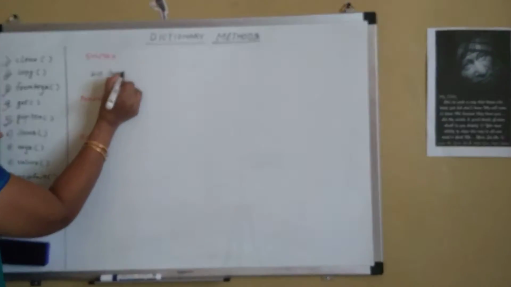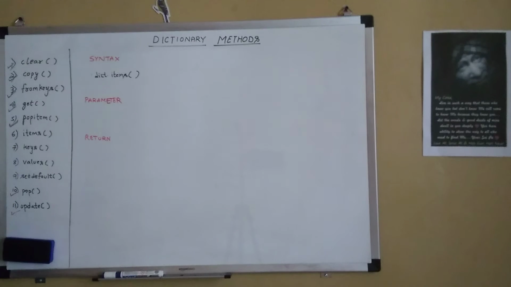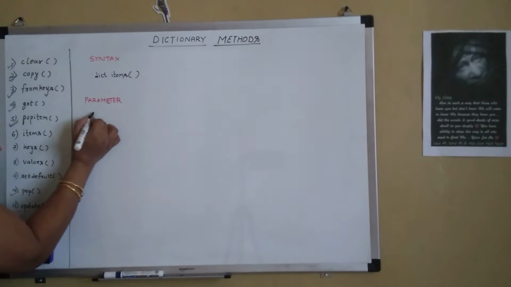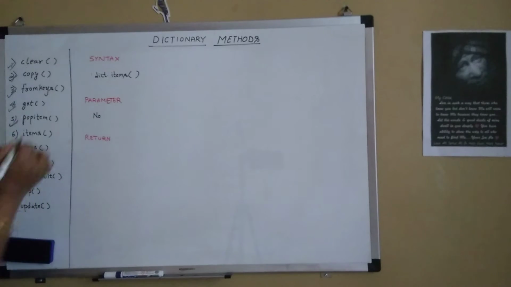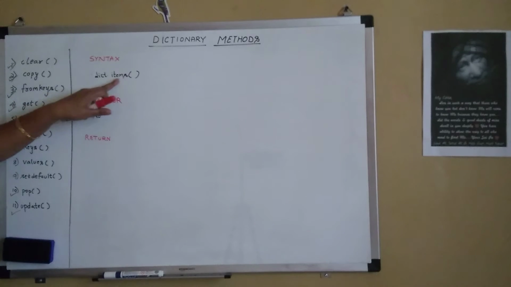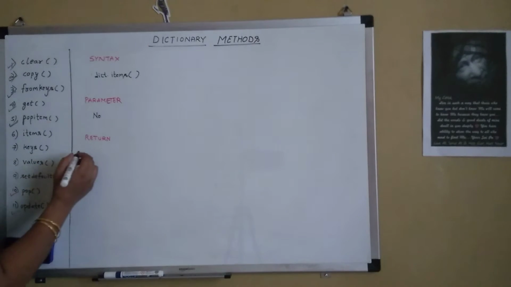So friends, an item is nothing but a key and value pair in a dictionary. One key and value is regarded as one item in a dictionary. So what does this method items give? The syntax for this is dictionary.items, and it does not take any parameters. No parameters are passed to this particular built-in method.